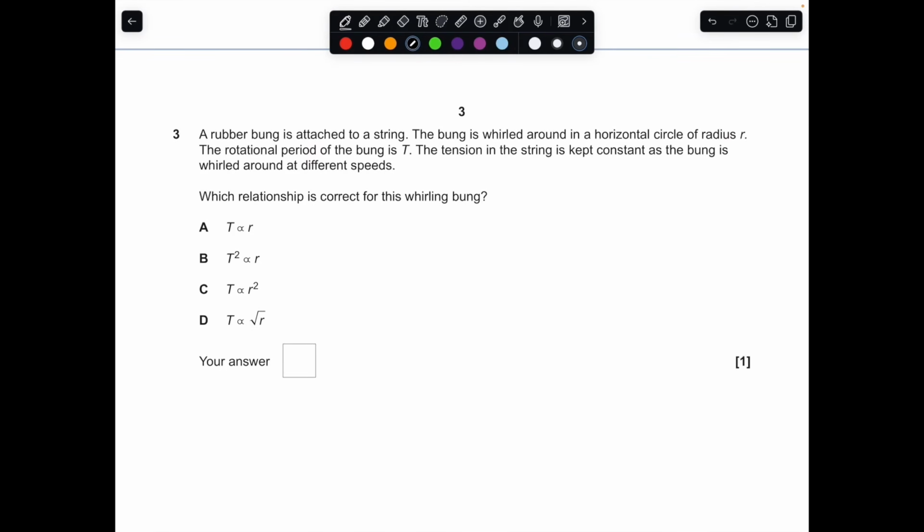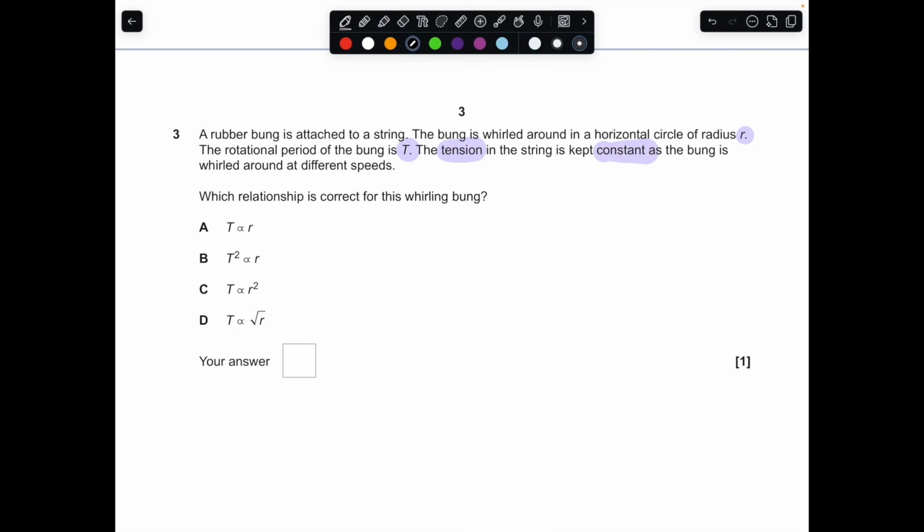A rubber bung is attached to a string, and the bung is whirled around in a horizontal circle of radius r. The rotational period of the bung is T, and the tension in the string is kept constant as the bung is whirled around at different speeds. Which relationship is correct for the whirling bung?